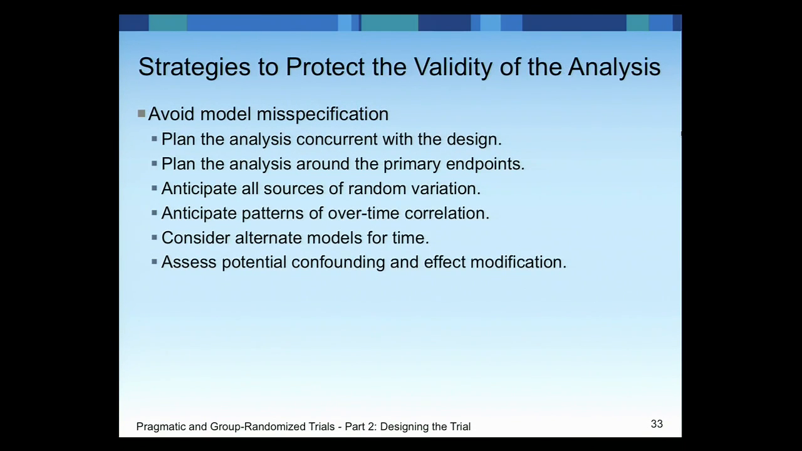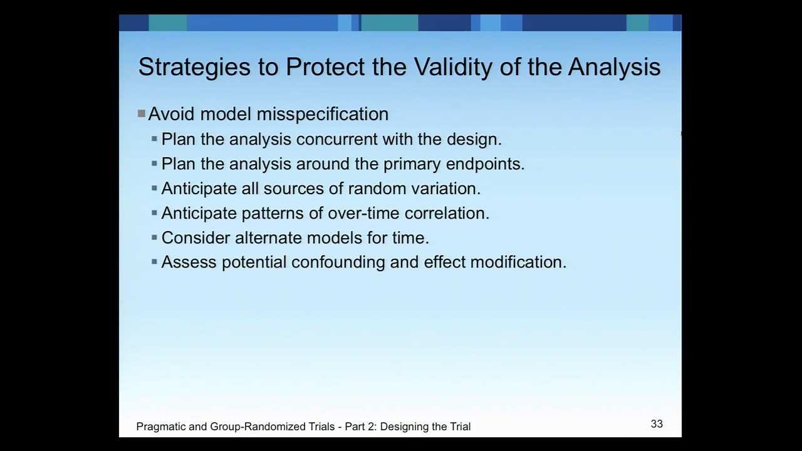Strategies to protect the validity of the analysis are shown here. We avoid model misspecification by thinking about the analysis at the same time that we're planning the study. You don't want to get to the time to do the data analysis and discover that there isn't a good analysis available for you. So you need to plan that with the design. You need to plan the analysis around the primary endpoint. If it's a 0-1 variable, be thinking about logistic methods, not linear methods. You want to anticipate all sources of random variation. Easy to say, but this is probably the hardest part to do in group randomized trials.